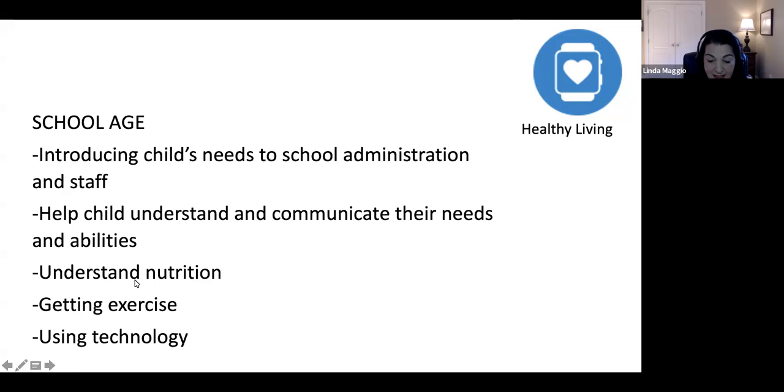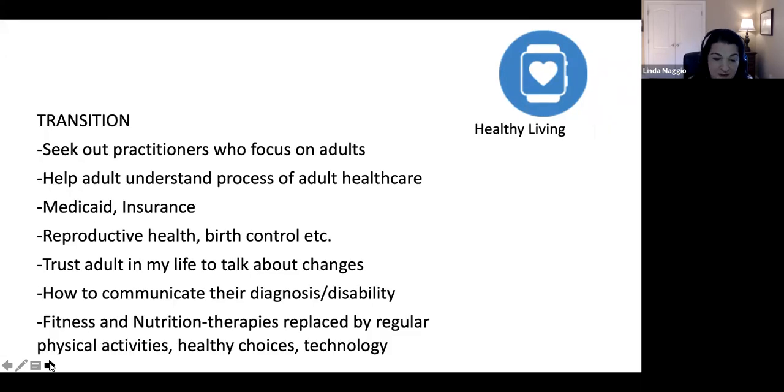And then technology is also good at this age, to start introducing them to it and what apps they can use, and learn on the iPad that way as well, because they'll be using it as they get older. Okay, healthy living, transition.